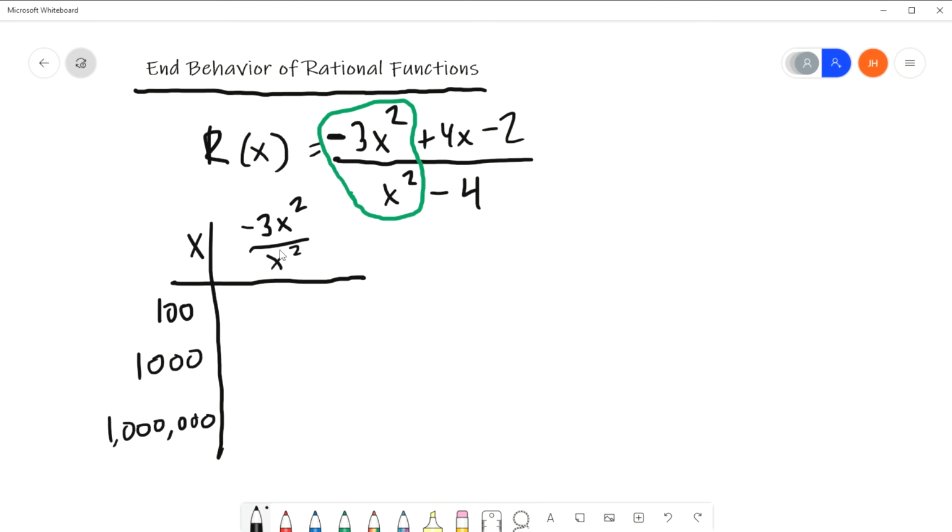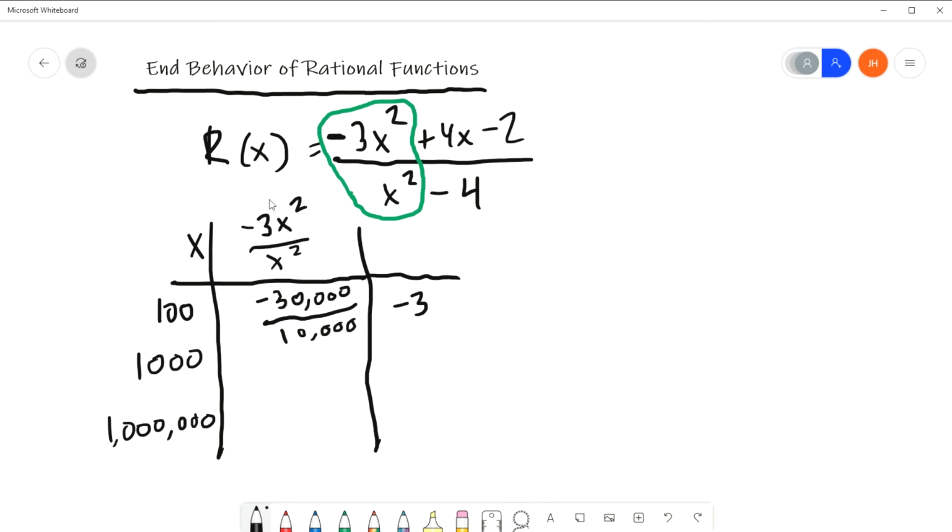So I'm going to put that as what I'm plugging into, just because at the end of the day, 4x minus 2 and minus 4 here are all not going to matter too much when we start plugging in large numbers for x. So let's look at what happens when I plug these x values into this leading term situation, right? 100 plugged in would be, well, negative 3 times 100 squared is negative 30,000. But then it'd be divided by 100 squared, which is 10,000. What does that end up equaling? That equals negative 3.